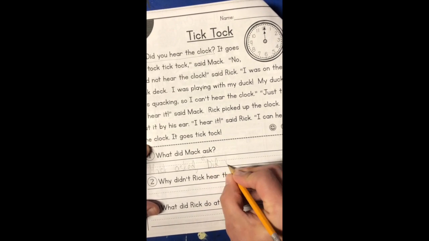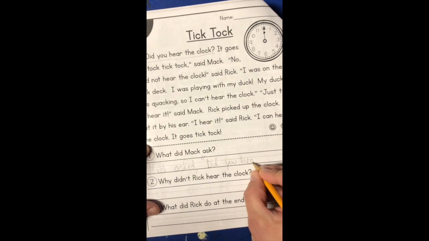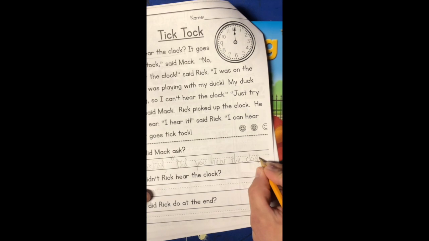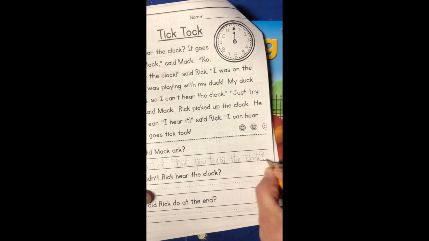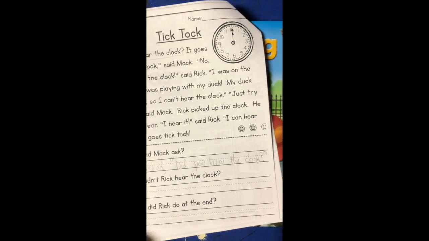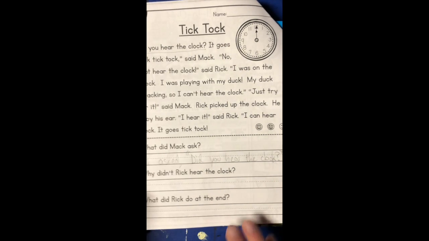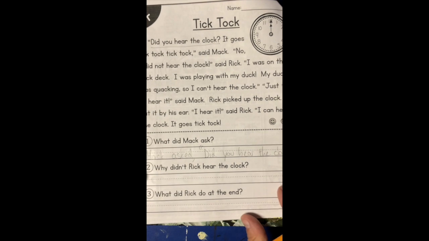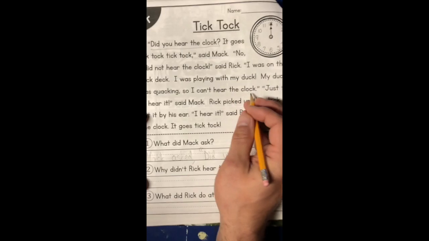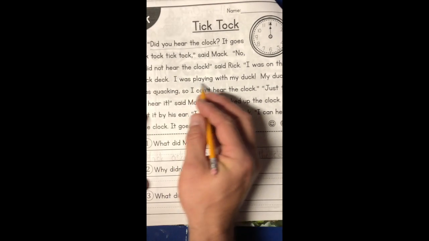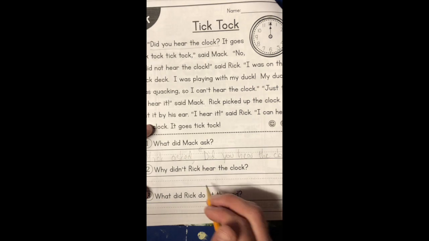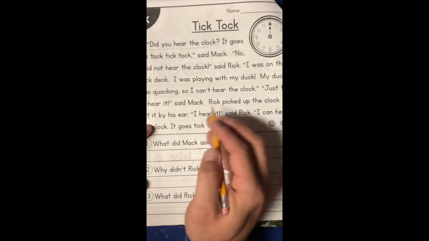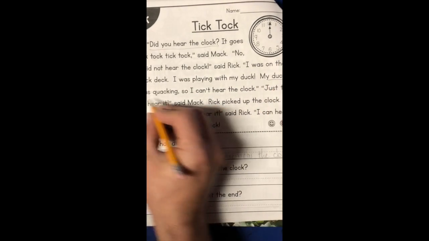Did you hear the clock? Question mark at the end. Why didn't Rick hear the clock? He was out somewhere. Do you remember where he was? He was doing something, playing. He was on the back deck, playing with his duck. Why didn't he hear the clock? My duck was quacking, so I can't hear the clock. So Rick's duck was quacking.